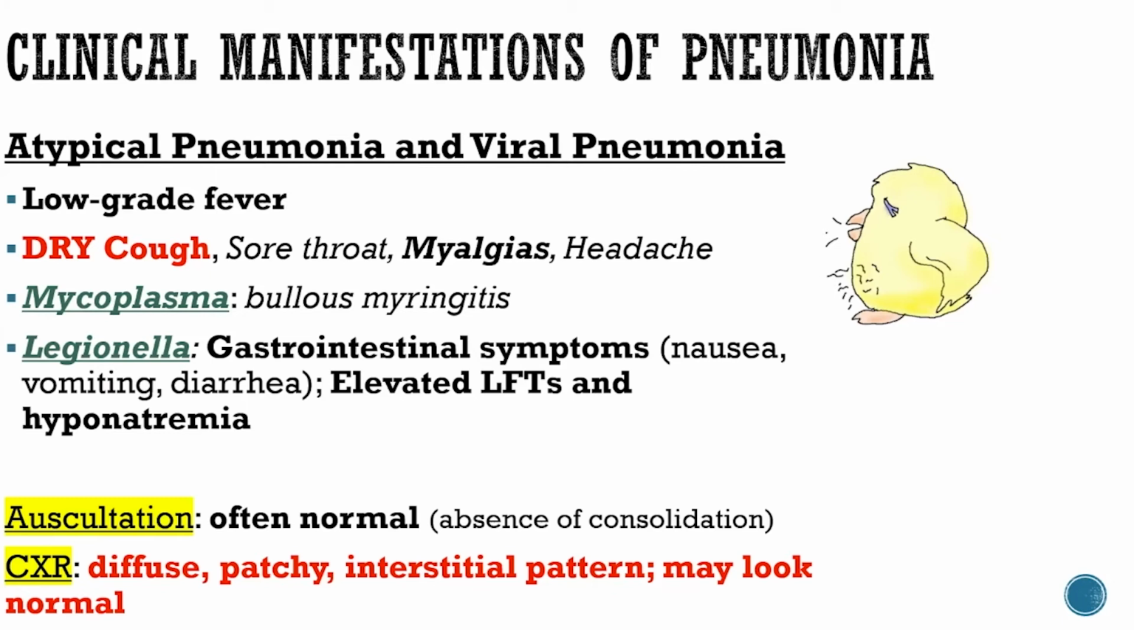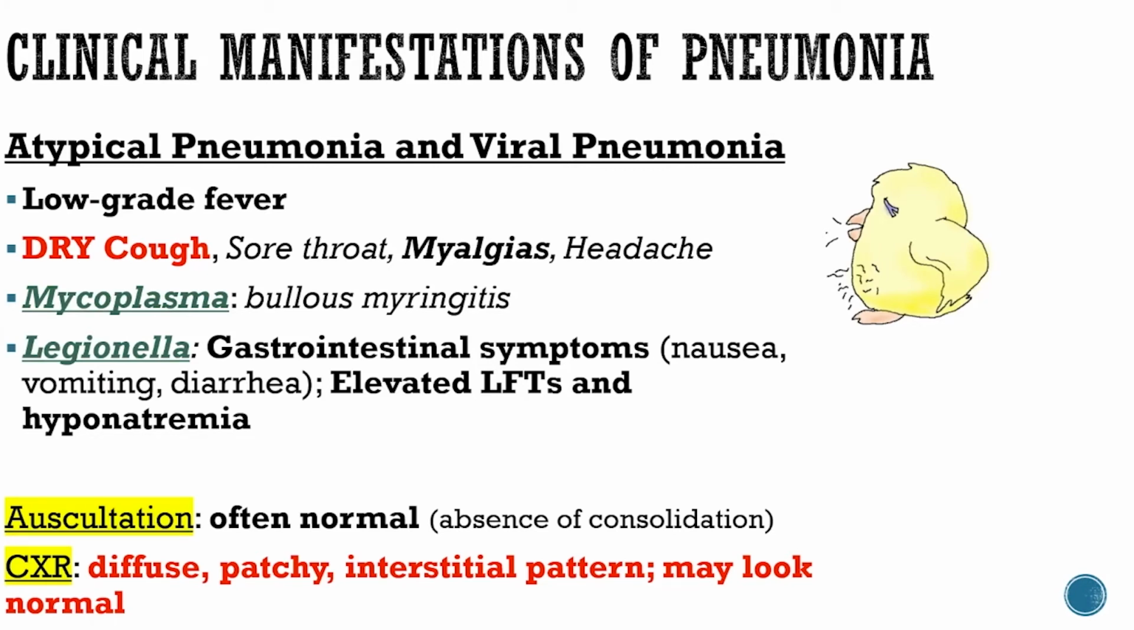As we said before, Legionella is classically associated with gastrointestinal symptoms like nausea, vomiting, and diarrhea. And at times you may even see things like elevated liver function tests, so elevated ALK phosphatase or alanine transferase. And you may even see hyponatremia associated with Legionella. So if you have a patient who is coming in with what sounds like vague pneumonia-like symptoms, like a dry cough, low-grade fever, but then they also have gastrointestinal symptoms, especially if they have been associated with an outbreak from water supplies, you should definitely think Legionella.